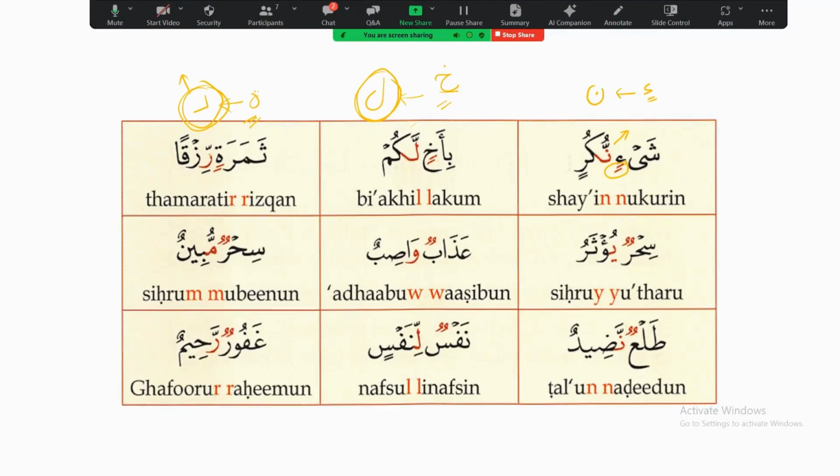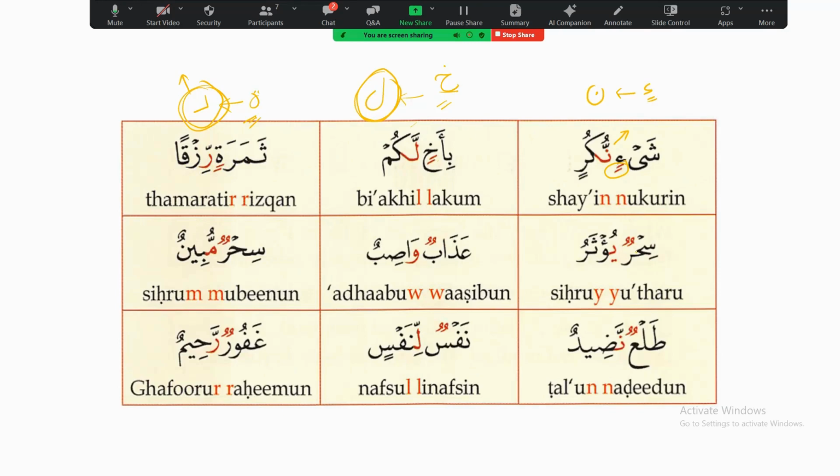We say tirrizqan. We will assimilate ta into ra. Tirrizqan. We do not say tir. We do not make this sound. We just quickly say tirrizqan. ثمرات رزقا. Right, like this.